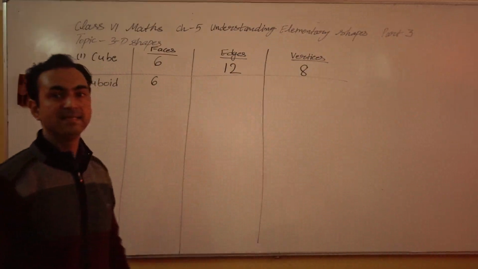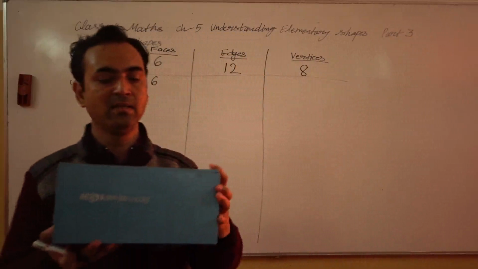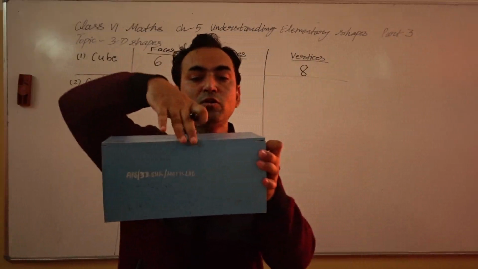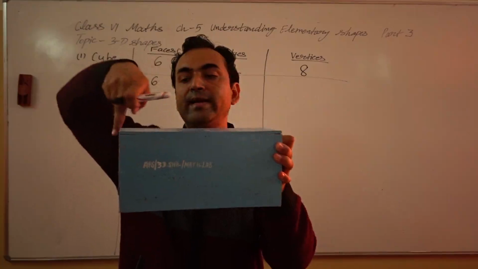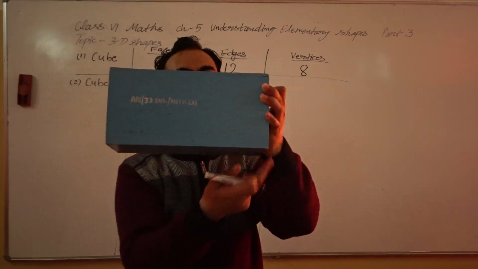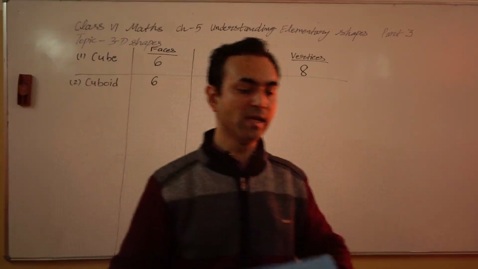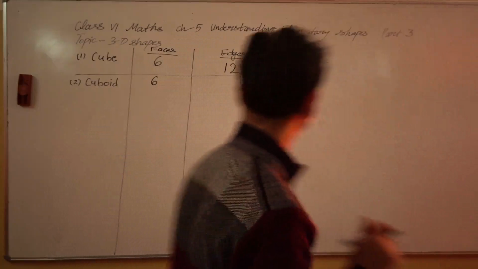Total faces is 6. Now we will count the number of edges. How many edges? 4 on top, 1, 2, 3, 4. 4 on bottom, 5, 6, 7, 8. And 4 vertical edges. So total 12 edges.